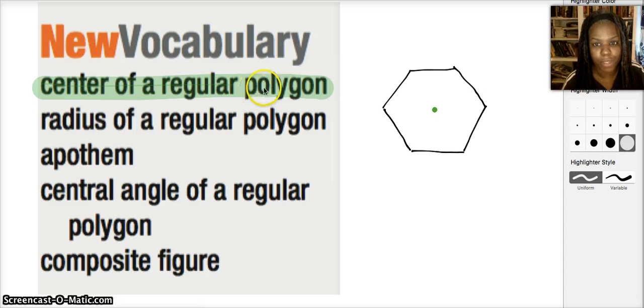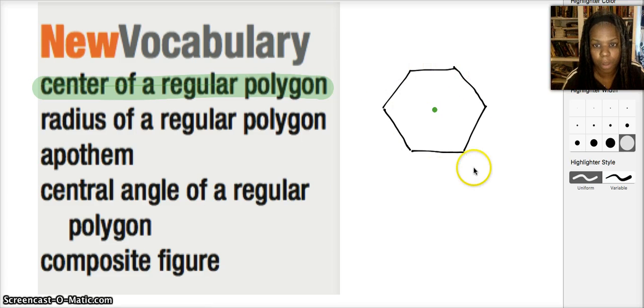The center of a regular polygon. Here's a regular polygon. You remember what it is. All the sides are congruent. All the angles are congruent. So in this case, we're going to pretend this is a regular hexagon. This is the center. The center is exactly what you think it would be. It would be the center, right?